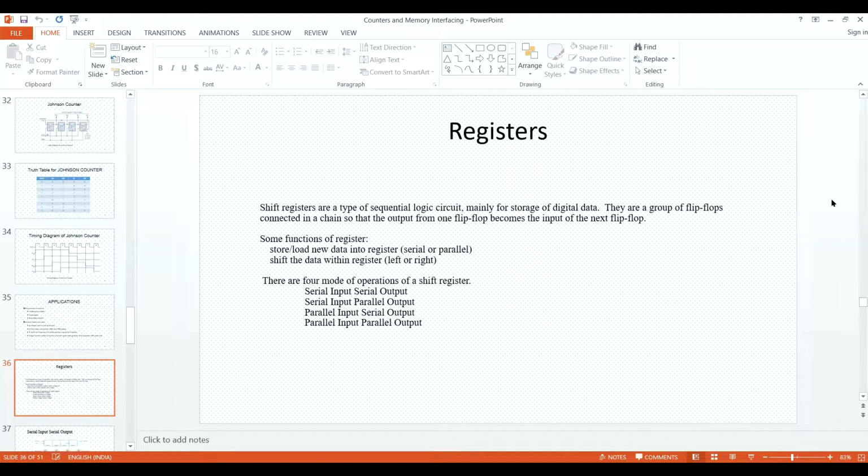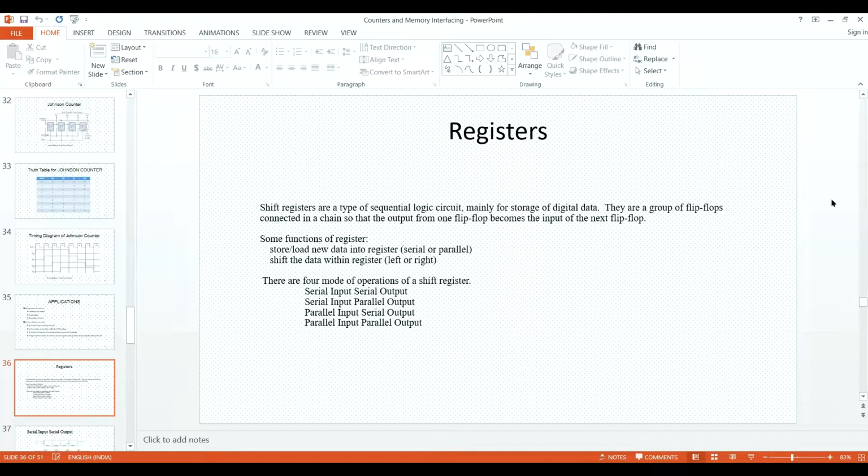So for this, we have shift registers. Shift registers are nothing but a kind of sequential circuit. I already made one video on combinational and sequential circuits, check it out, students. Shift registers are a kind of sequential circuit used for storage of digital data. They comprise certain flip-flops, and in such a way that the output of one flip-flop becomes the input of the next flip-flop. When I mention this, I'm talking about asynchronous operation that we already discussed in detail.